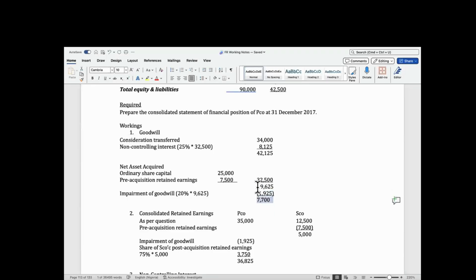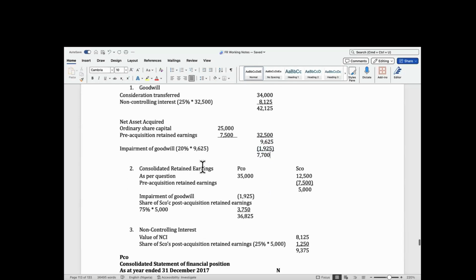I take that away from the pre-calculated goodwill, so it brings my goodwill down to 77. Now, the retained earnings. I need to sort out this subsidiary's retained earnings. So I set it up like this. From the question, the retained earnings of the parent is 35,000. That of the subsidiary is 12,500. I take away the one I've cancelled out, because out of this 12,500, we have cancelled out 7,500. So we are left with 5,000, which will be consolidated.